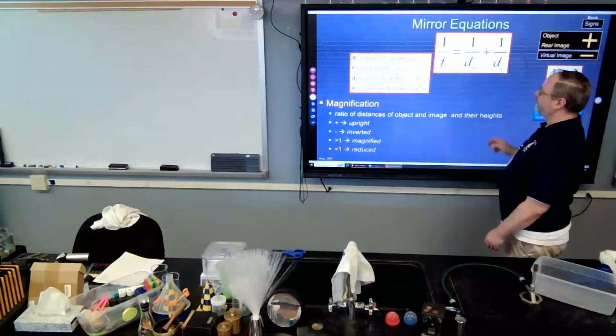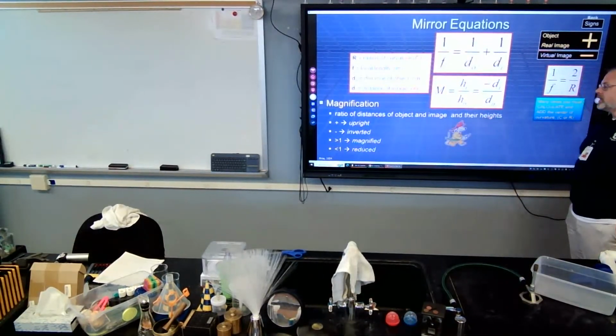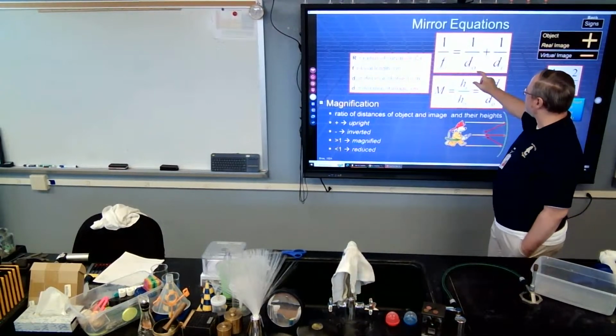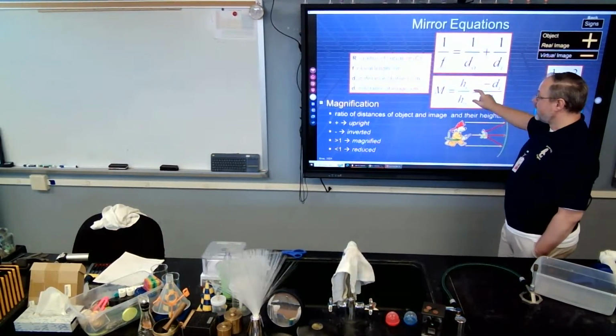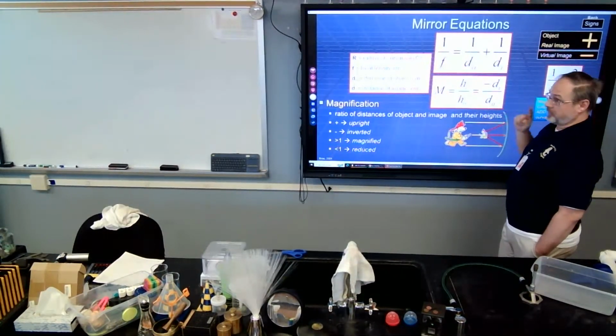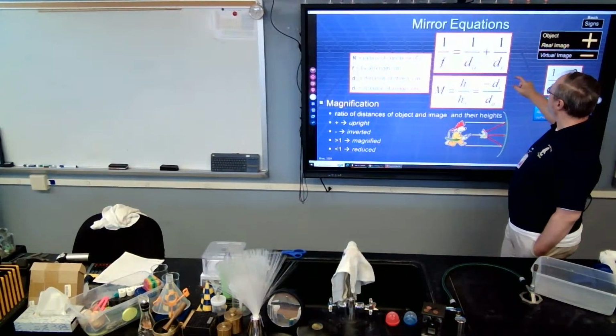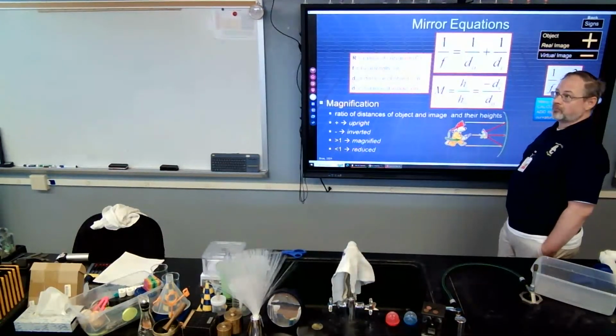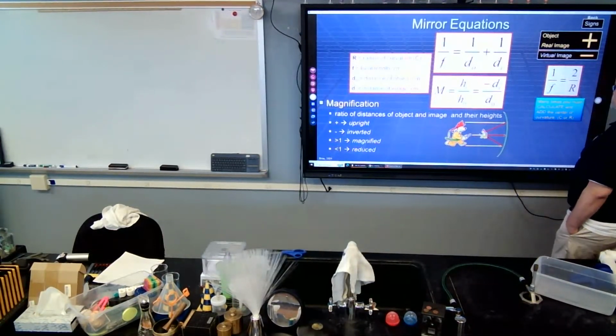Happens a lot. And then, of course, magnification is simply a ratio of the height of an image to the height of an object. One of the great things about that is because of the way math works, it's also the negative ratio of the distance of the image to the distance of the object. This will reveal itself when we practice.